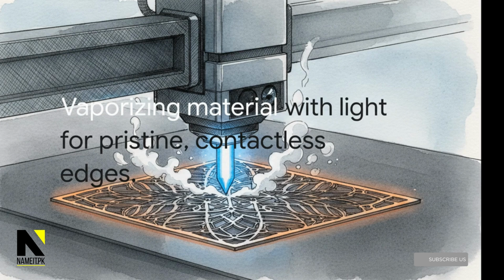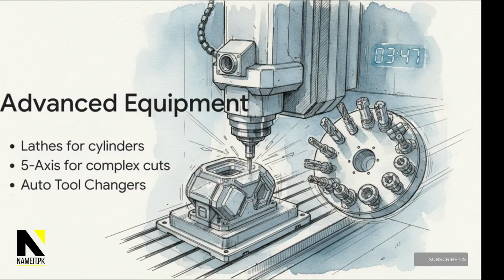Take laser cutters, for instance. For highly intricate designs, CO2 or fiber laser systems are incredible tools. They use a focused beam of light to literally vaporize the material. This gives you pristine edges without any physical tool contact at all. No contact means no mechanical stress on the part, which is absolutely perfect for things like acrylics, wood, and even thin metals. We also have CNC lathes for shaping cylindrical parts super rapidly.